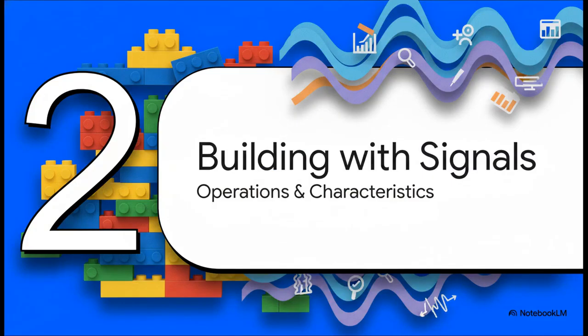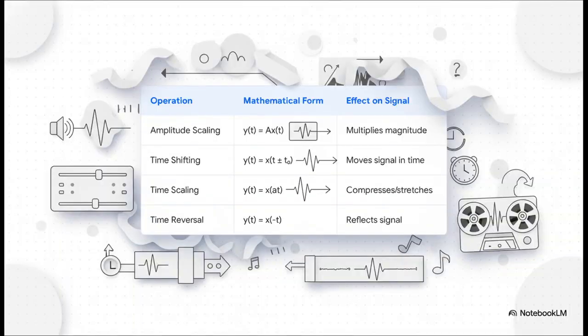So, we have our Lego bricks. Now, how do we actually use them and describe what we've built? Well, we can do that with just a few simple operations and by analyzing their core characteristics. We can manipulate these building blocks in 4 basic ways. We can scale their amplitude, that's just like turning the volume up or down. We can shift them in time, which is just delaying them. We can scale them in time, which either compresses them or stretches them out. And we can reverse them, just like playing a recording backward.